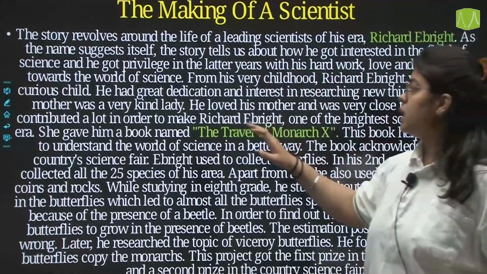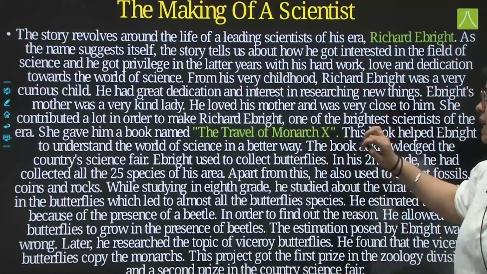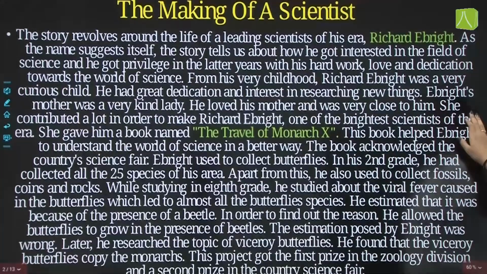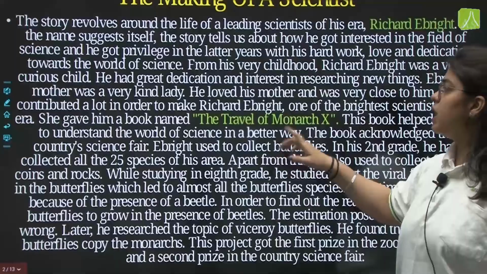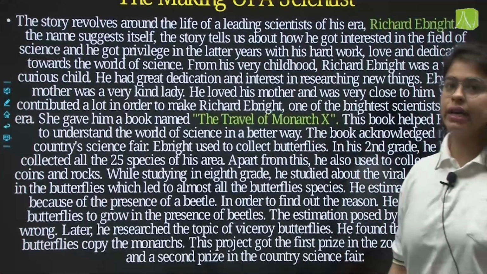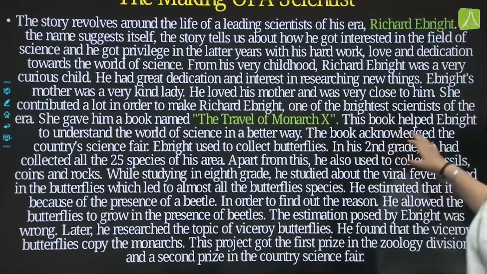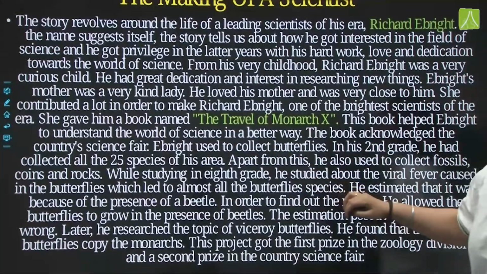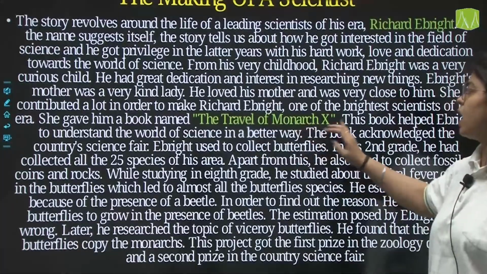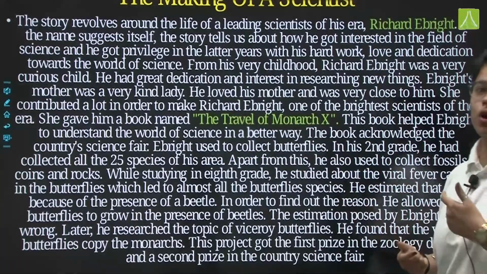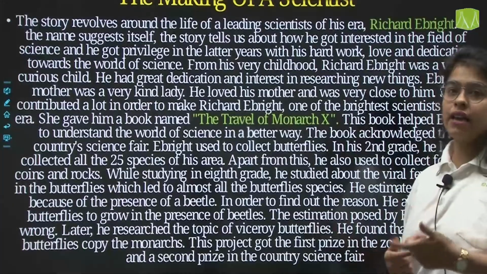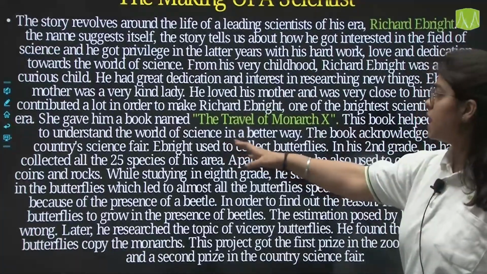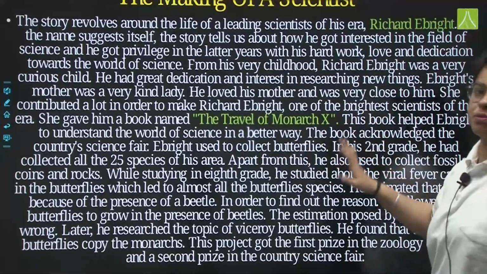E. Bright's mother was a very kind lady. He loved his mother and was very close to her. She contributed a lot in making Richard E. Bright a perfect scientist of his era. She gave him a book named The Travels of Monarch X. When he read this book, his life changed. This book helped him understand the world of science in a much better way.